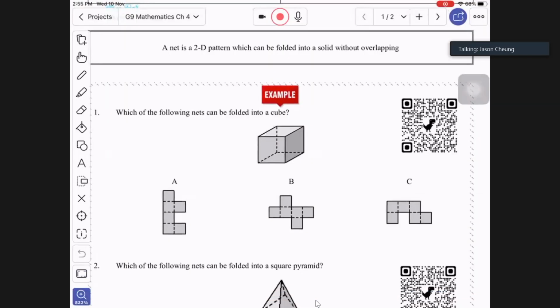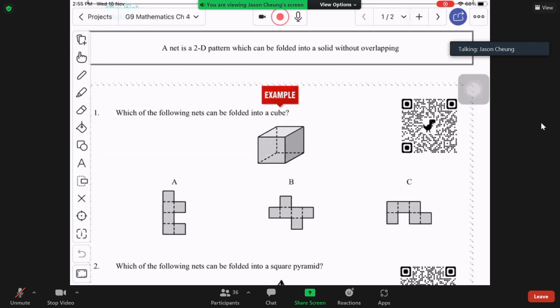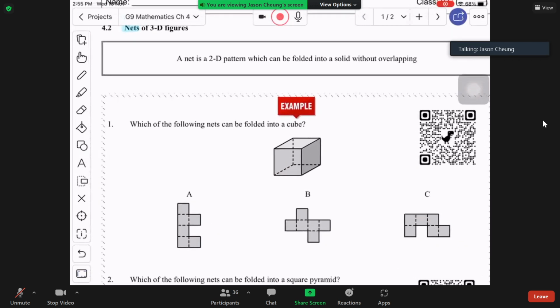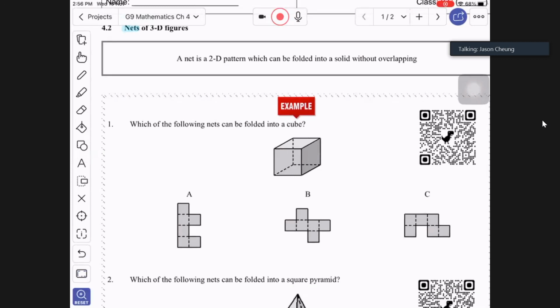All right. So here, let's do a quick example. You may try to scan this QR code now, and then let's try to play some games related to this one. All right. So let me share my screen as well.